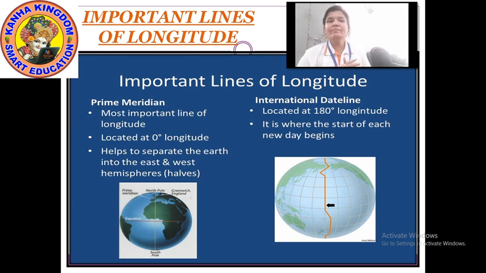The most important line of longitude is prime meridian. Same as equator, it is also located on 0 degree longitude. Equator is located at the 0 degree latitude and prime meridian is located at the 0 degree longitude.